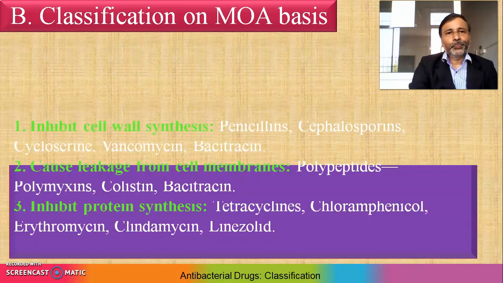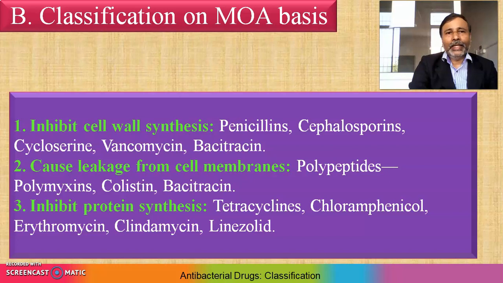First one is inhibition of cell wall synthesis. Examples are penicillin, cephalosporin, cycloserine, vancomycin and bacitracin. So these examples show the mechanism of action that inhibits cell wall synthesis. Second, those which cause leakage from the cell membrane. The examples are polypeptides, polymyxin, colistin and bacitracin.